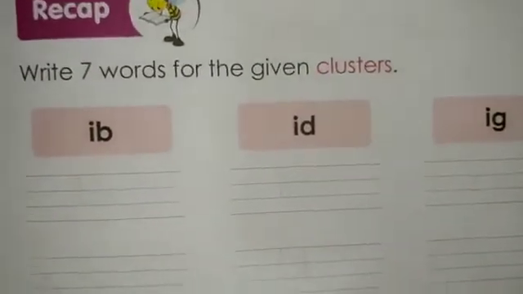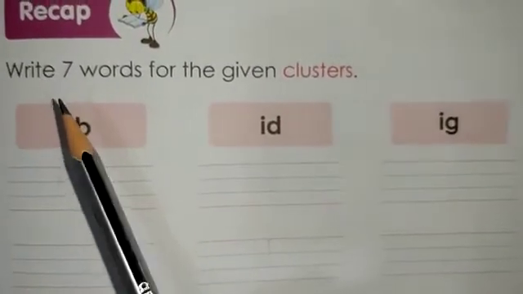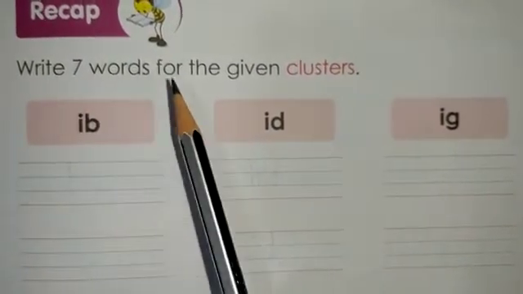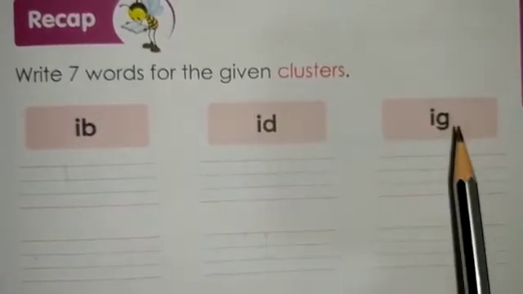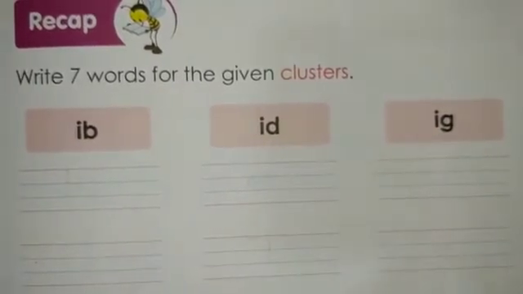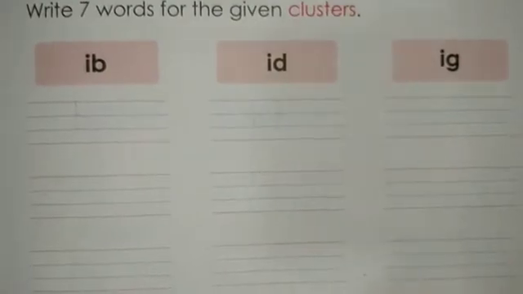On page number 23, again you have been given an exercise. Now what is this exercise about? Write 7 words for the given clusters. Now we have already studied these 3 clusters, IB cluster, ID cluster and IG cluster. We are going to write down 7 words for each of the cluster. So let's start writing. The first cluster is IB cluster. So what are the words?